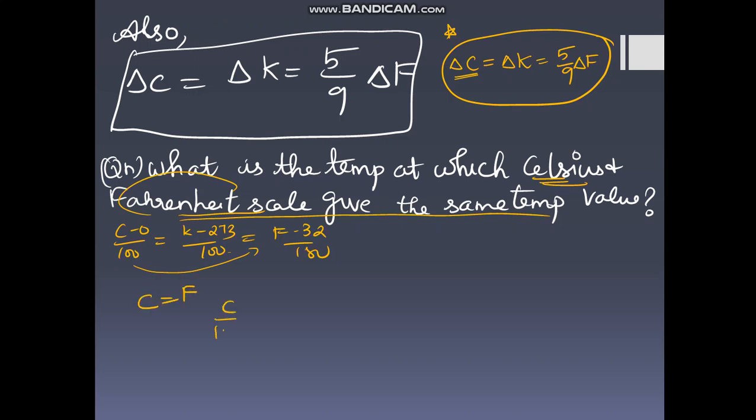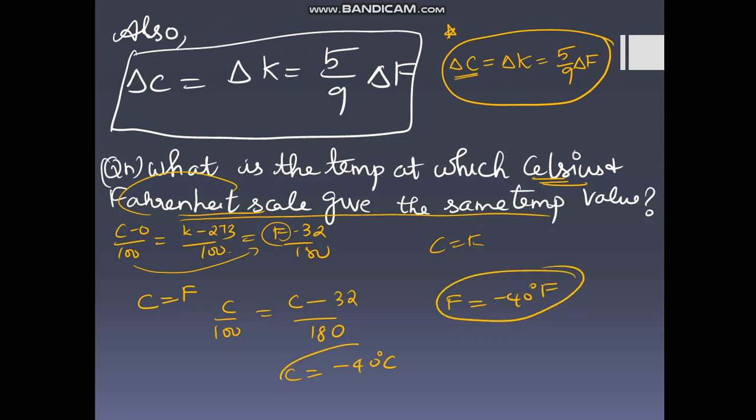So C by 100 is equal to, instead of F I am substituting C because in the question they have given it is equal, C minus 32 divided by 180. So the answer comes out to be minus 40 degrees Celsius. Since C is equal to F, the Fahrenheit is also minus 40 degrees Fahrenheit. So at this temperature Celsius and Fahrenheit are equal.